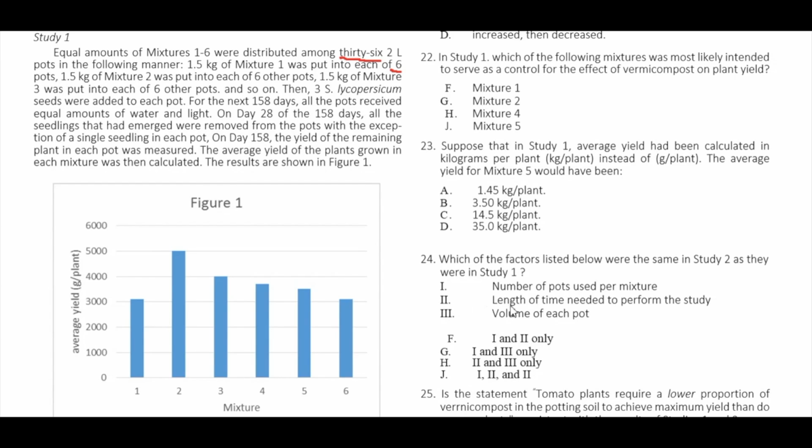Let's see, number 2 here says the length of time needed to perform the study. For the next 158 days. That's the important part here, 158 total days. Something happened in between, but the total study time was 158.